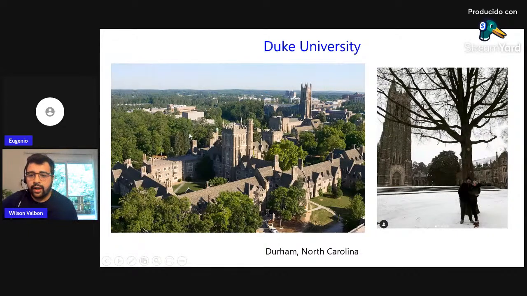So it's very beautiful. And here's a picture of Amanda and I last winter. Yeah, we have a little bit of snow here, not that much. It's a very nice environment, and you guys are very welcome to come here anytime. Okay, but the question is, how did I end up here at Duke University?